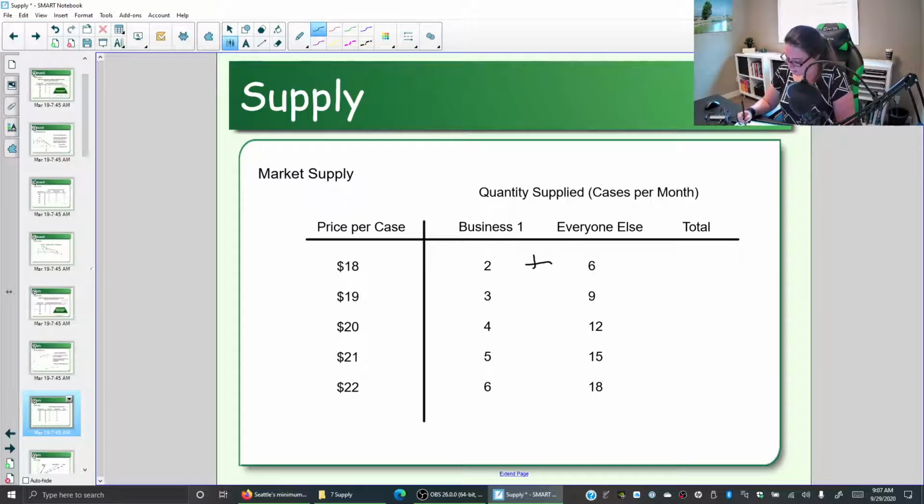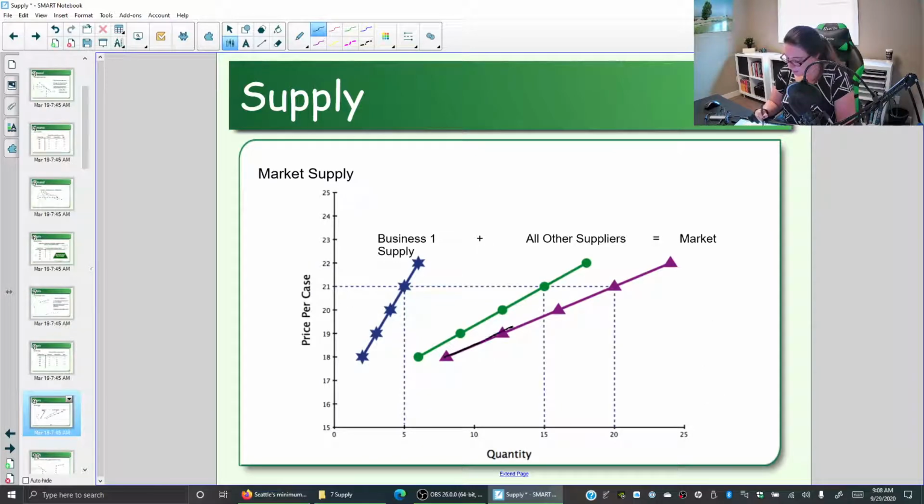So we have 6 and 2 is 8, 9 and 3 is 12, 4 and 12 is 16, 5 and 15 is 20, and 8 and 16 is 24. So here we have it represented on a supply schedule. You can see here we have our market supply, which simply comes from just adding up these quantity supplied at each price. And notice here the market supply follows that law of supply. When the price goes up, quantity supplied goes up.